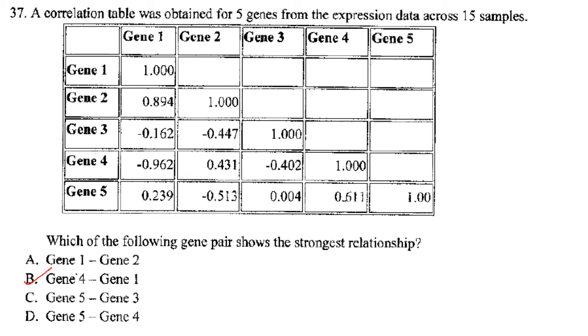Then next one. A correlation table was obtained for 5 genes from the expression data across 15 samples. So this is the table that they have obtained, correlation table. And what is correlation? It is a degree to which two variables are related to each other. How gene 1 is related to gene 2, that is over here. How gene 3 is related to G1 or G2, and correlation coefficients measure the strength of the relationship between the two variables.